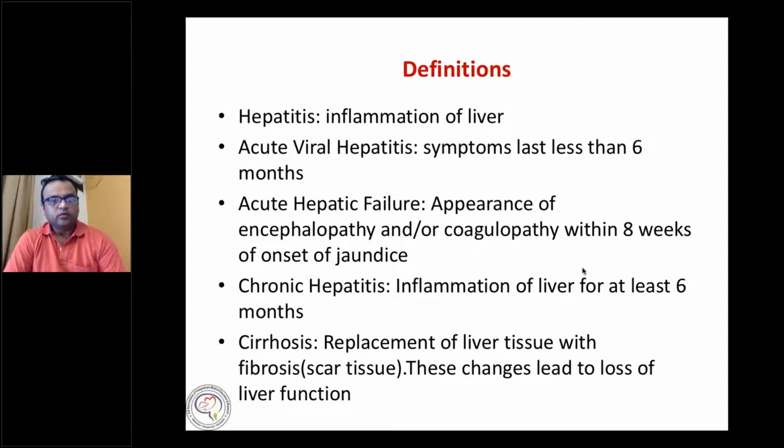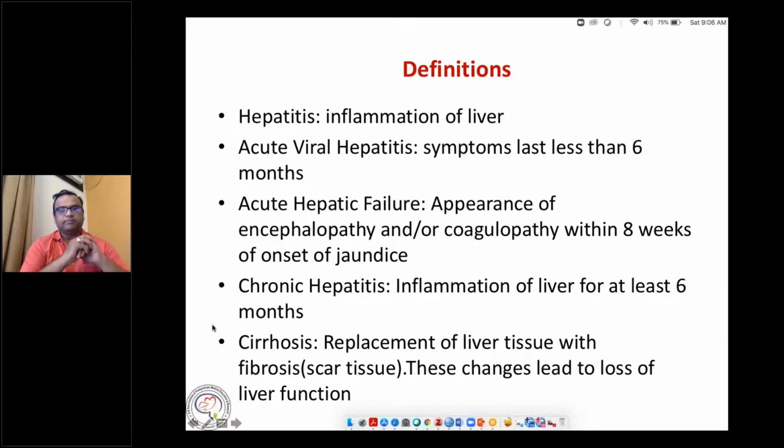Another terminology we should understand is acute liver failure, or acute hepatic failure, which means appearance of encephalopathy and coagulopathy within 4 weeks of onset of jaundice. We call it chronic once inflammation is there for more than 6 months. And what is cirrhosis? Cirrhosis is basically replacement of liver tissue with fibrosis. Here you will find regenerating nodules along with fibrosis. Why is it important? Because it usually leads to loss of liver function.